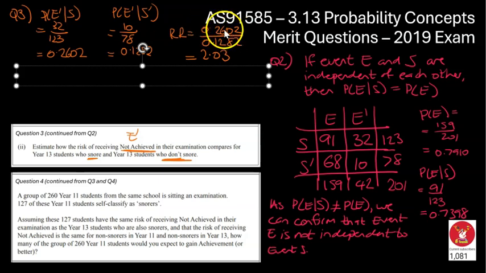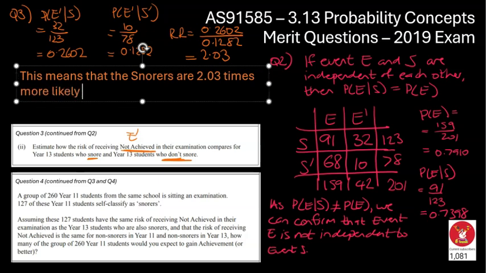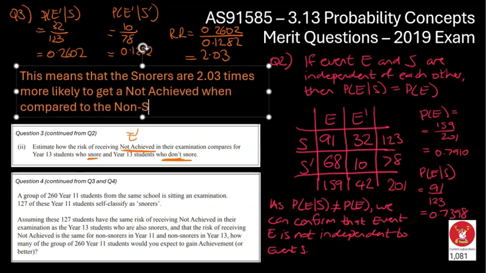So just a reminder, the top there was this number here, and that related to the people who failed given they snored. And the bottom number was the people who failed given they didn't snore. So that tells us the snorers are far more likely to get not achieved than the non-snorers. So we just need to put that in a sentence. So this means that the snorers are 2.03 times more likely to get a not achieved when compared to the non-snorers.